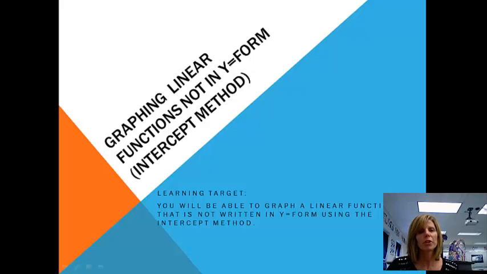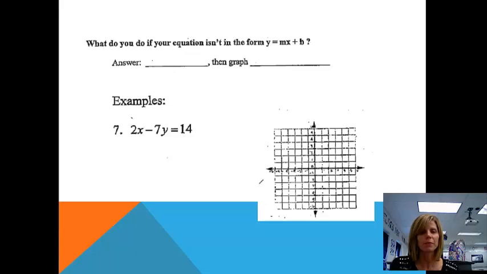You should be somewhat familiar now with graphing linear equations, especially when they say y equals 2x minus 3, y equals 1/2 x minus 4, anything where it says y equals. Well, sometimes lines are written in different forms, so what we're going to do is practice if it's not in y equals form. So at the end of this lesson, you'll be able to graph a linear equation that is not written in y equals form using the intercept method.